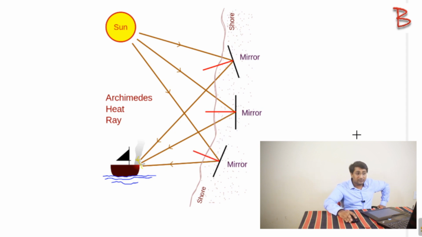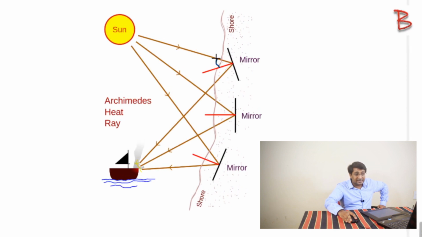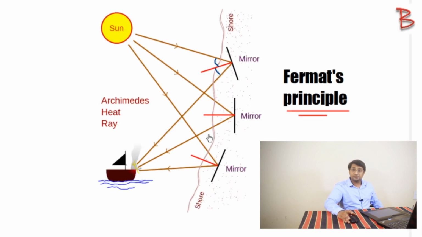If you observe, this is the first set of rays. If you call this the incident angle, this will be the reflected angle by the mirror. So as you can see, it has the same angle on both sides. The same thing applies over here and over here. So the angle of incidence at the mirror is equal to the angle of reflection. This is nothing but Fermat's principle that we have been learning from 7th class.